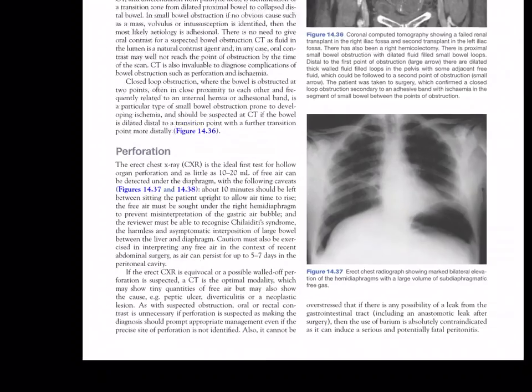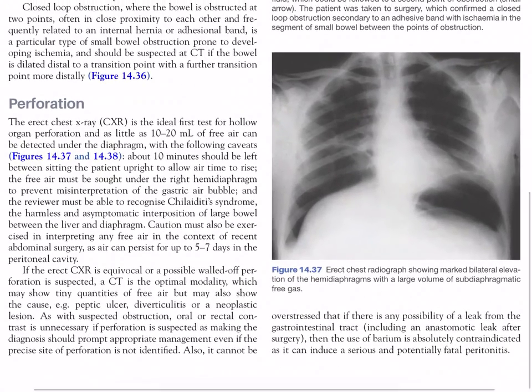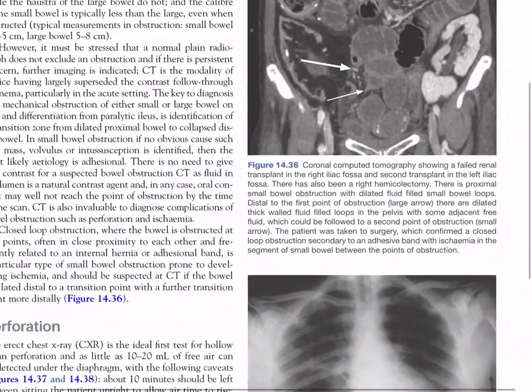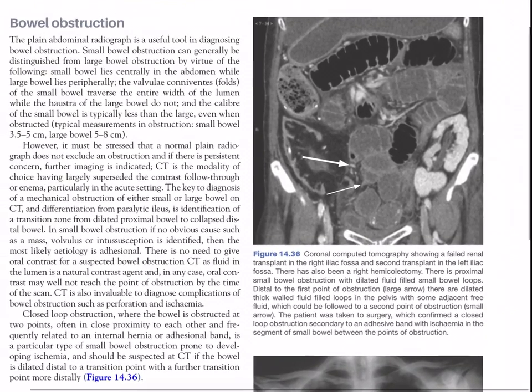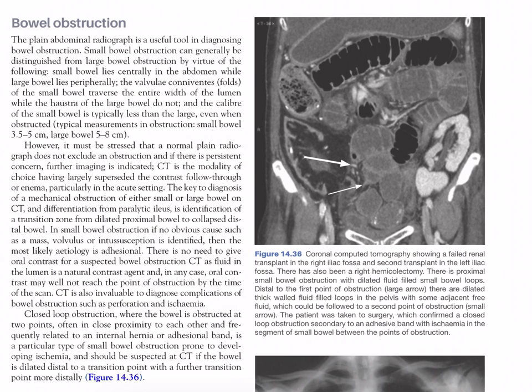Also, it cannot be overstressed that if there is any possibility of a leak from the gastrointestinal tract, including an anastomotic leak after surgery, then the use of barium is absolutely contraindicated, as it can induce a serious and potentially fatal peritonitis.